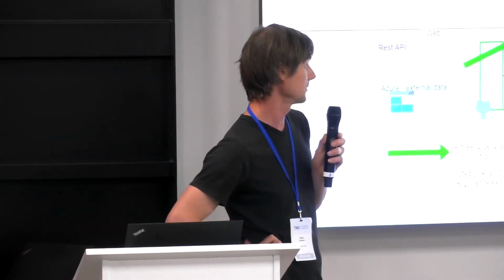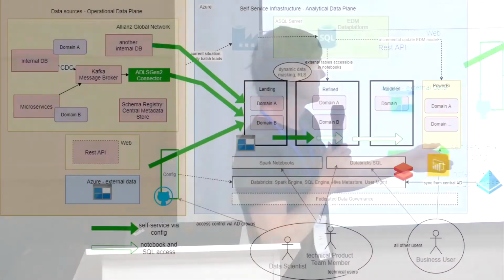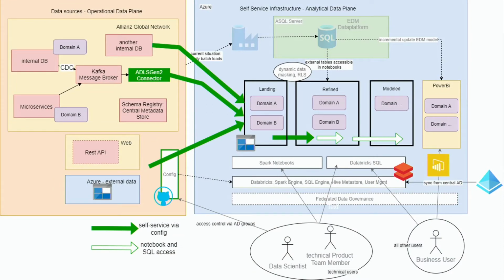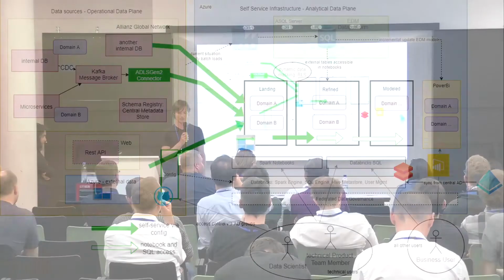So on the refined zone, the business user can use Spark SQL or Spark notebooks to action on the data and build the data models. Authentication is done via syncing of the central Active Directory and putting it into the user management offered by the Databricks service on Azure. And of course, on the bottom there is our federated data governance, which essentially decides how the questions around access are managed.